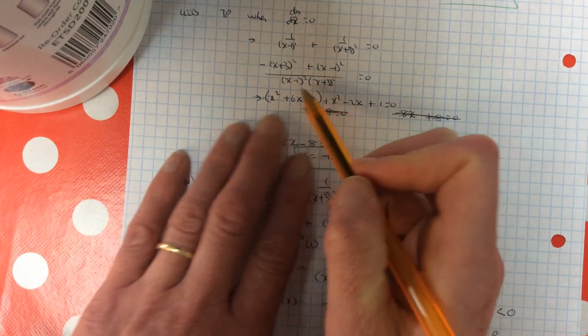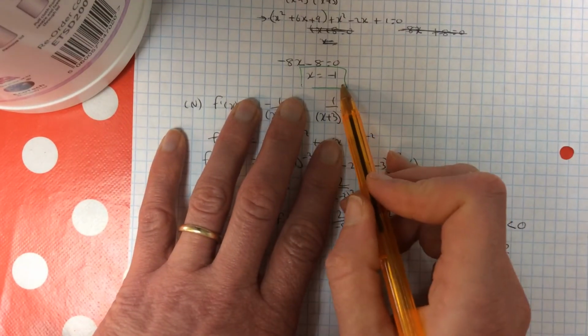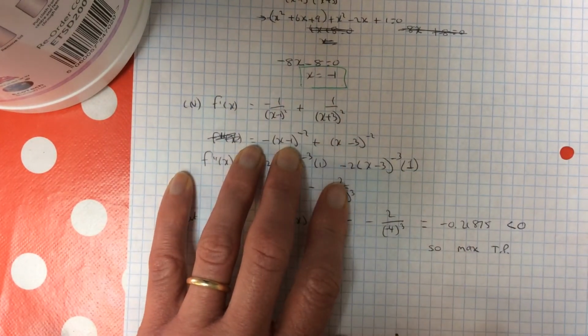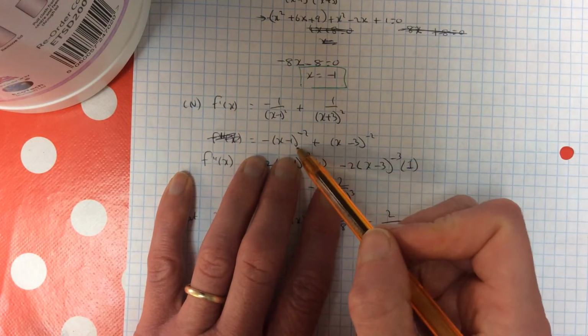So you can see me making the bottoms the same and working out the tops, etc., to give me x equals minus 1. It only wants the x coordinates, so I don't have to find the y. And the last bit of that question is wanting the second derivative. So I have the first derivative here.